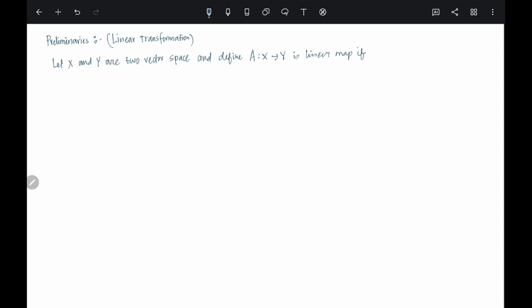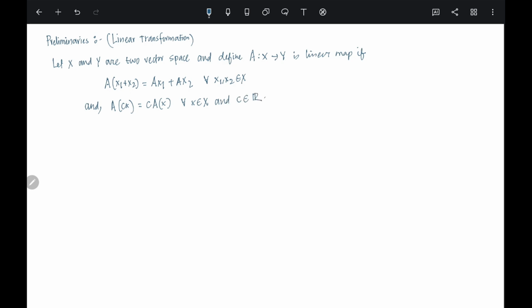if A of x1 plus x2 equals A times x1 plus A times x2. This should hold for all x1 and x2 in X, of course, and also we need A times c of x to be nothing but c times A of x. Again, this should hold for all x in capital X and c in R, whatever field you are choosing. So for us this is R.